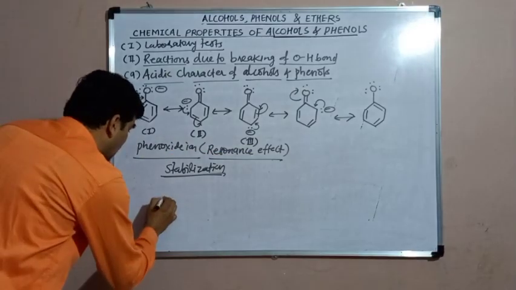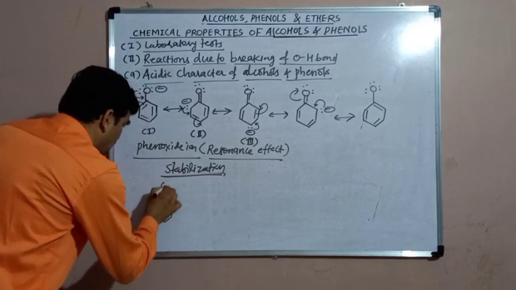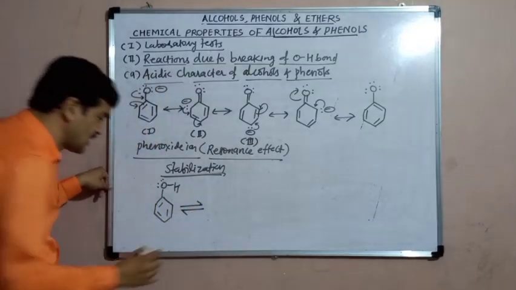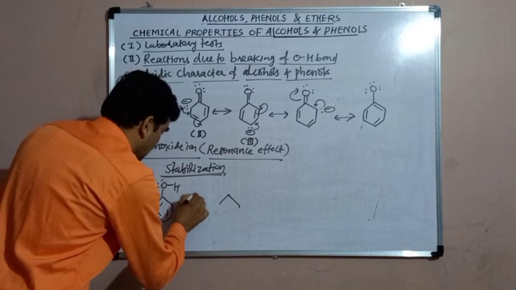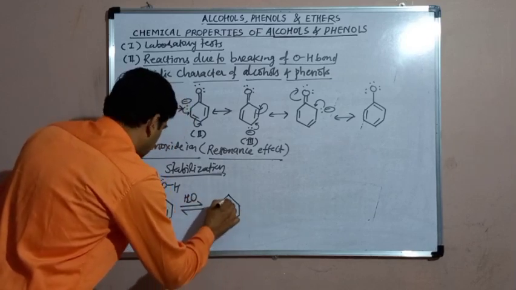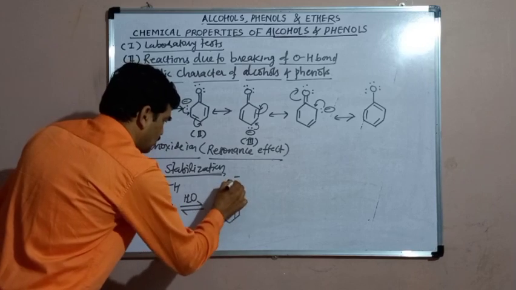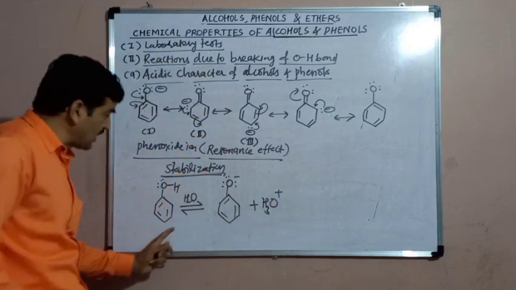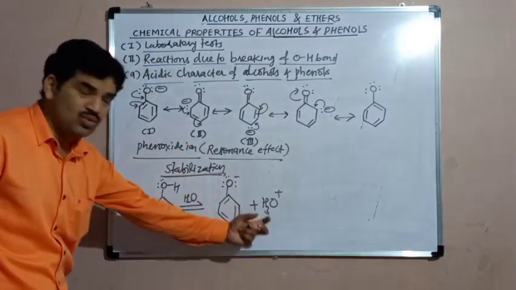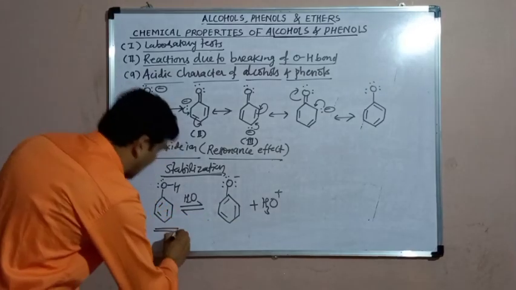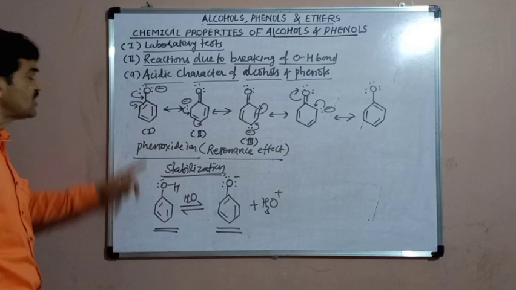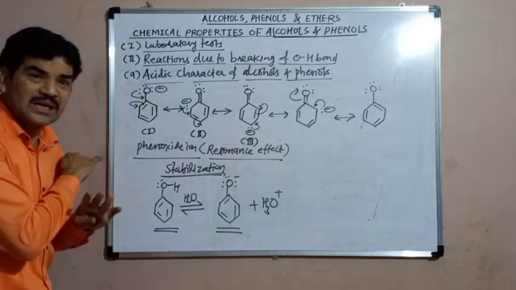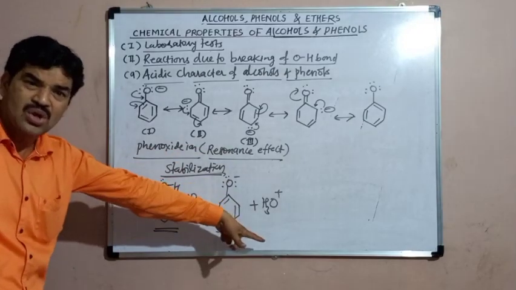the molecule of phenol has a great tendency to undergo ionization. When they are dissolved in water, they undergo ionization to give the phenoxide ion. The extent of ionization is very high, and the reason behind it is that the resulting phenoxide ion is stabilized, unlike the alkoxide ion. Alkoxide ion gets destabilized. Therefore, alcohol doesn't have the tendency to undergo ionization.